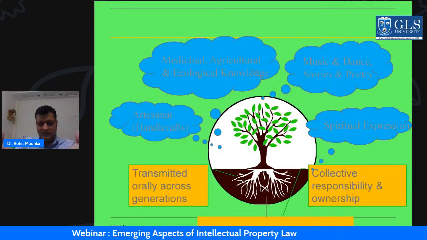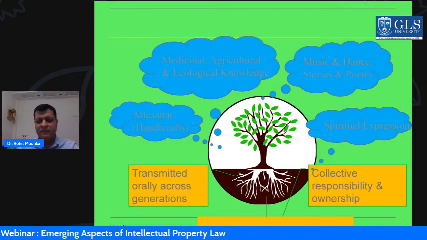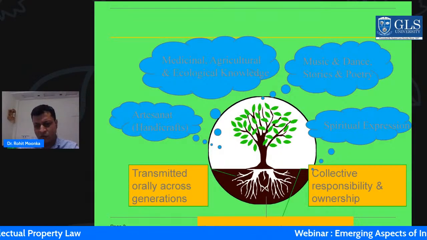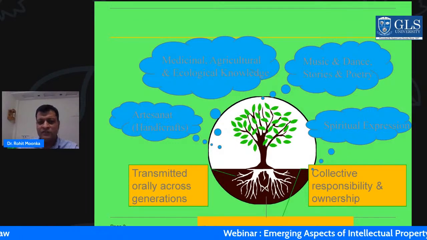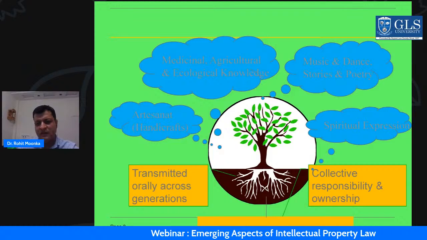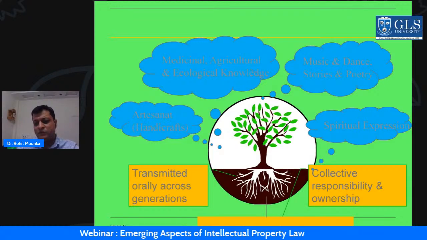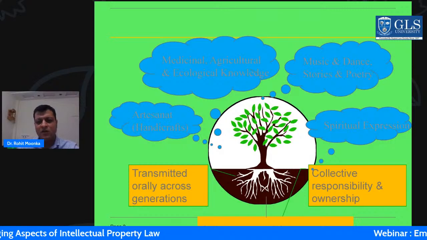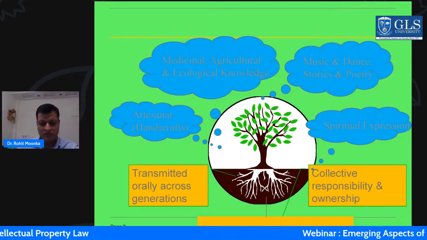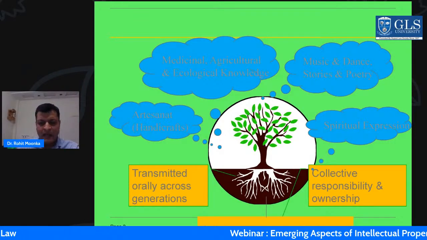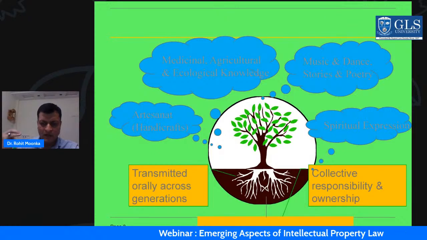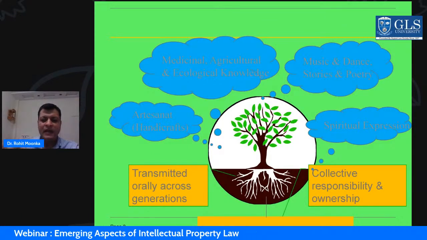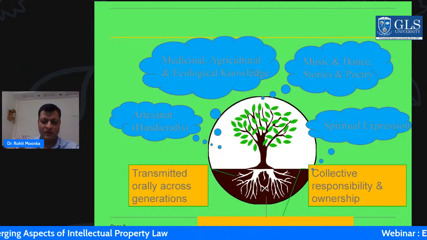So if you see the upper part of this diagram, that is the tree, and the lower part of this diagram, that is the roots, they are transmitted orally across generations. They are collective responsibility and ownership. As I mentioned earlier, in the case of traditional knowledge, it's a collective ownership, and nobody can claim monopoly right over it. It is known by everybody, it is owned by everybody, and nobody claims individual rights over it.